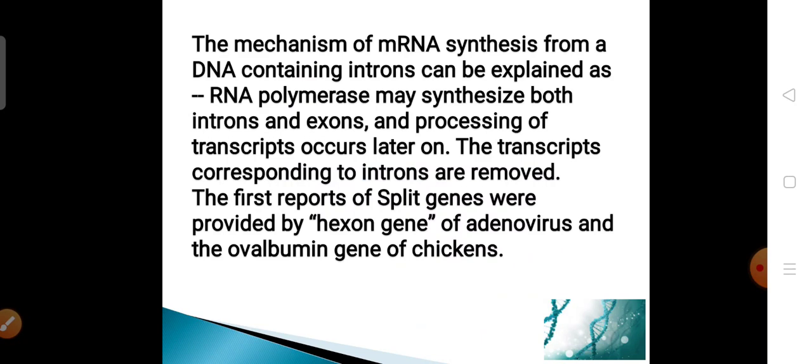The mechanism of mRNA synthesis from a DNA containing introns or intervening sequences can be explained as follows: RNA polymerase synthesizes both intron and exons.